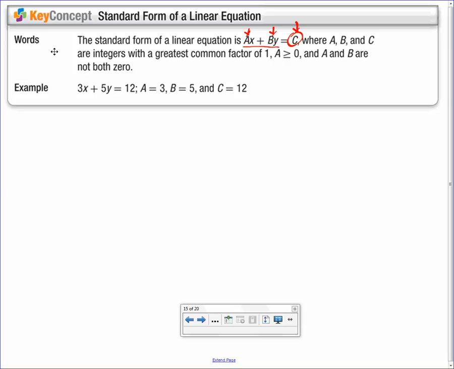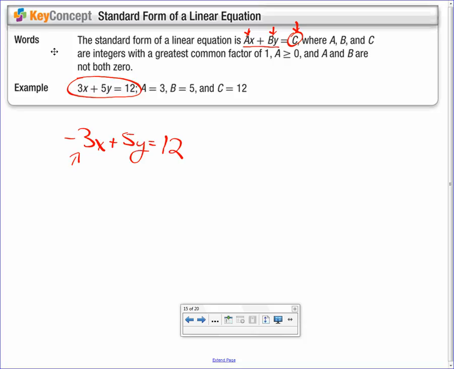An example of something that would be in standard form is this: 3x plus 5y equals negative 12. Something that would not be considered standard form would be negative 3x plus 5y equals 12. What's different? Yeah, this right here has to be positive. So there's an example. Let's take you through one here.